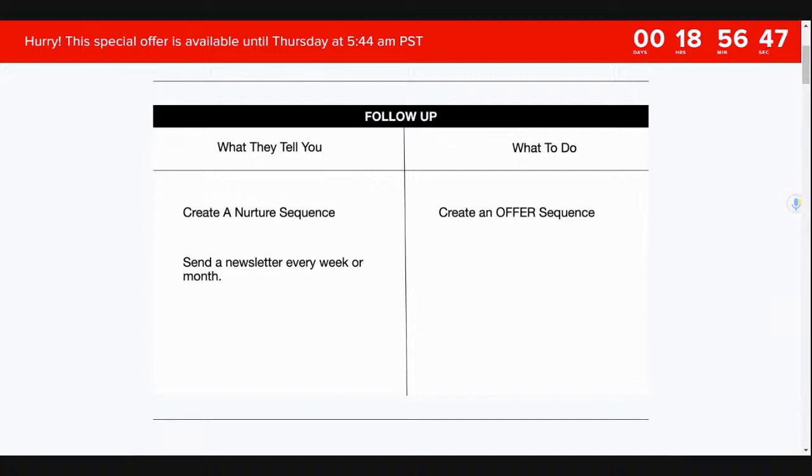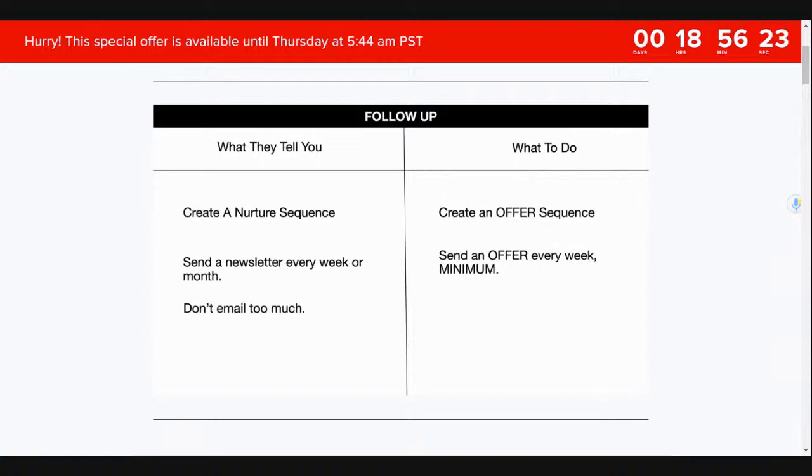Think of your own behavior. Do you read nurture sequences? Do you read newsletters all the time? No, right? That's not how email works. The consumer doesn't read email for content. We use email for short, to the point communication. That's why you want to send an offer every week at minimum. Hey, if you can do it, send one every day if you've got the bandwidth. But at the very least, you want to make an offer to your leads every single week.